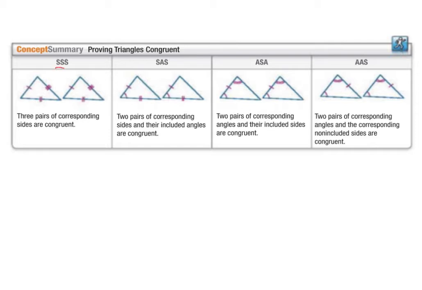We have the side-side-side theorem, which basically says if all 3 sides are congruent, then the 2 triangles are congruent. Then we have side-angle-side, where the angle is in between the 2 sides and they are congruent to each other. We have angle-side-angle, where the side is in between the 2 angles and they are congruent. And then we have angle-angle-side, which means that the side given is not in between the 2 angles. If we can prove that information, then the triangles are congruent.